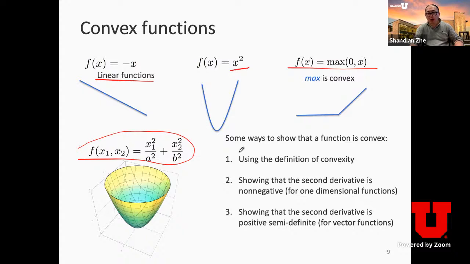So there are several common ways to show a function is convex. First, using our original definition: as long as you can show that the convex inequality always holds, it's a convex function. And secondly, if this function is twice differentiable, what you can do is just show the second derivative is non-negative, if it's one-dimensional. If it's a vector function, meaning the input is a vector, you just need to show the Hessian matrix is positive semi-definite. I believe everybody has practiced that in our very first homework.